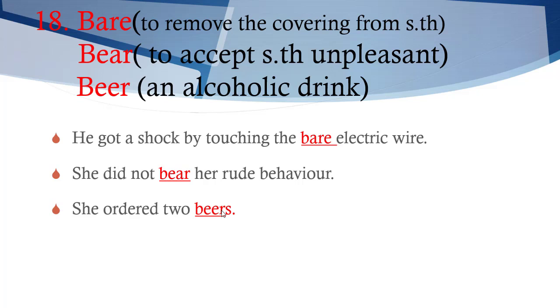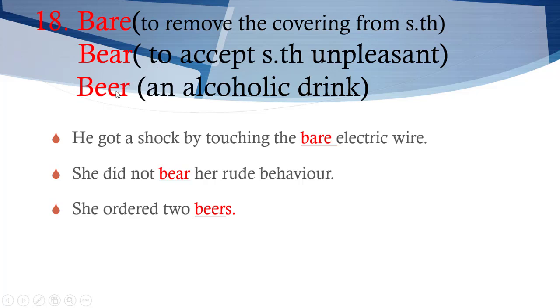Yes, our next group of words is based on three words. The first word in this group is bare, the second one is bear, and the third one is beer, all with the same pronunciation. The first word, bare, means to remove the covering from something. The second word, bear, means to accept something unpleasant, which you don't want to accept, you don't like, but you are bound to accept.